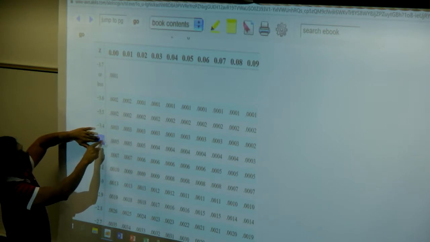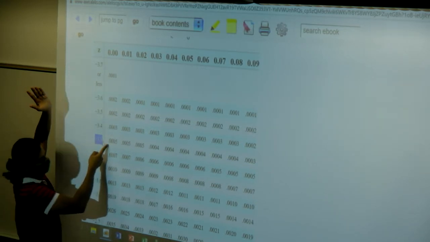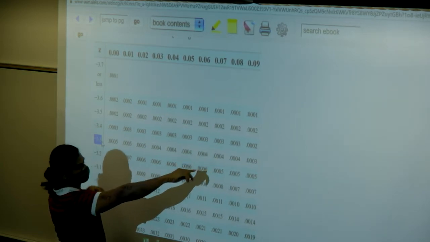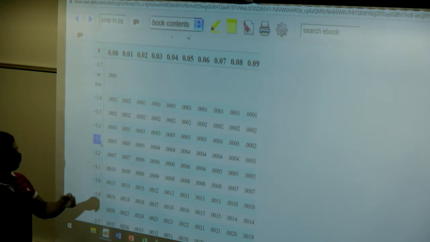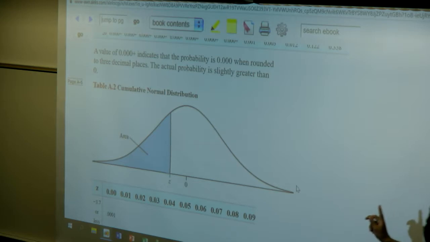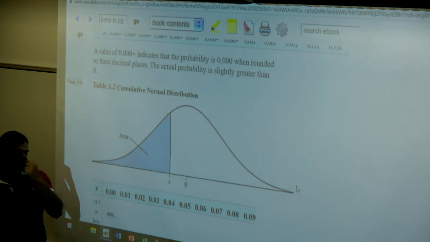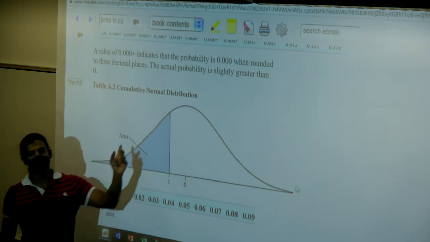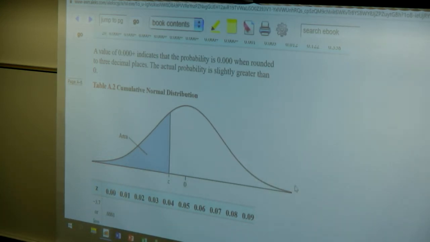So negative 3.3 plus 0.07, negative 3.37. Good? And go along, and the value is 0.0004. That is not the same answer that we had in the calculator. Why? Because we have to subtract it from 1. Again, this particular chart gives you the area below the z-score, not above, but this is conventional. So the area below is 0.0004, which implies the area above has to be 1 minus that, and 1 minus 0.0004 is 0.9996. And that's what we had. Does that make sense? Okay.